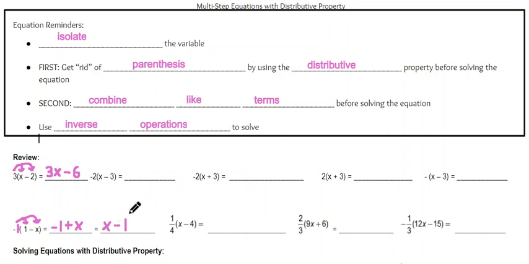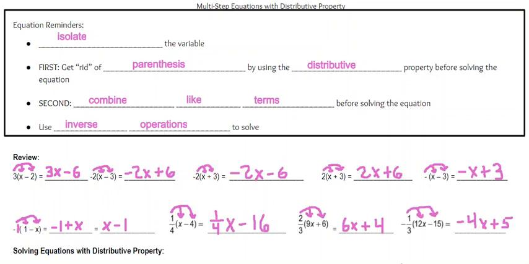All right, so pause the video. See if you can do these distributive problems on your own. Unpause it when you're done to check your work. All right, hopefully you paused the video and hopefully you got these answers and hopefully you got them correct.